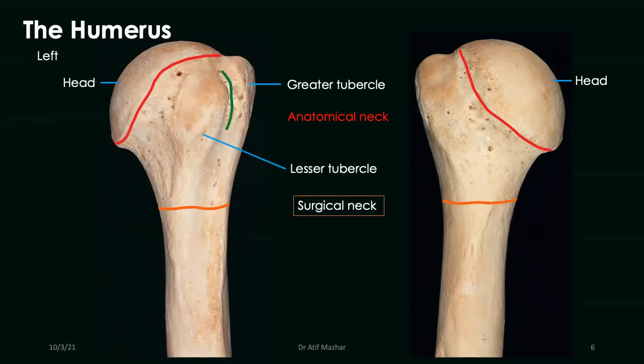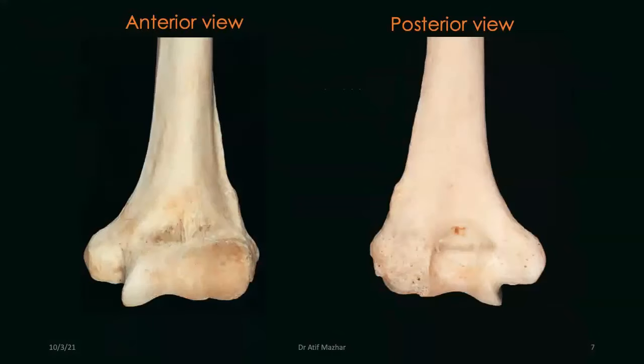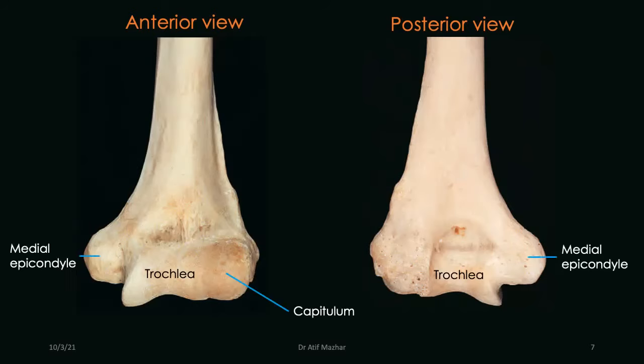And then, can you see this green thing which is running downwards in between my lesser and the greater tubercle? That is indicative of the intertubercular sulcus or groove, and this is the place where the long head of my biceps lives. And then you're looking at what? You're looking at the lower end of my humerus, and at this lower end, you can see the trochlea, you can see the capitulum part, you can see the medial epicondyle, and then you can see the lateral epicondyle.